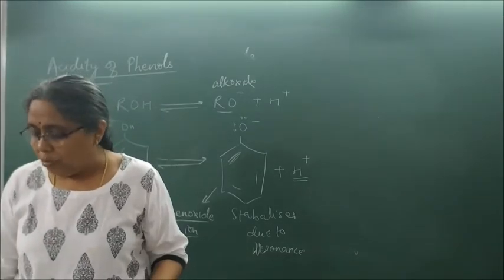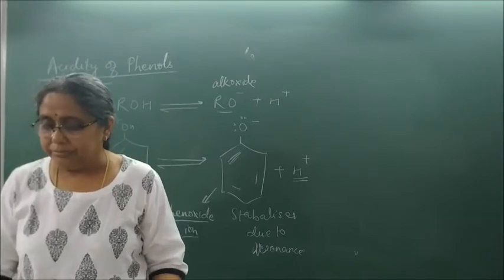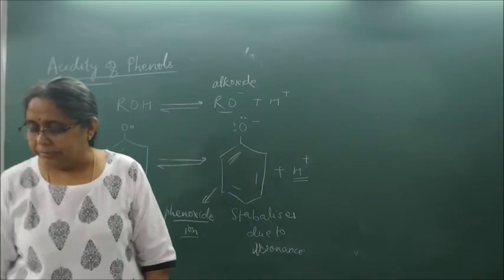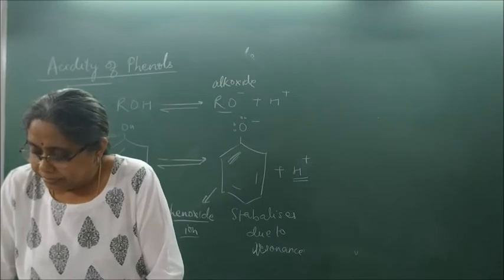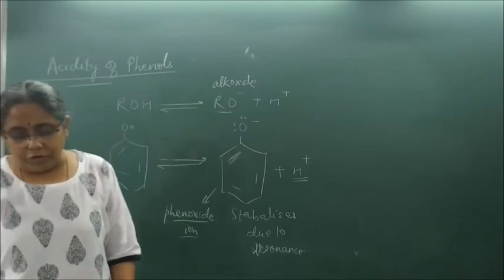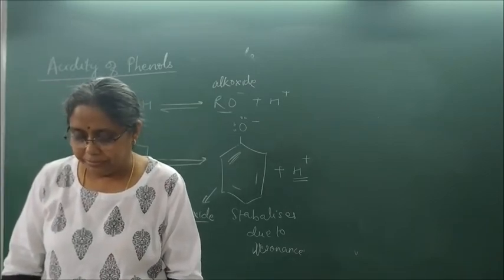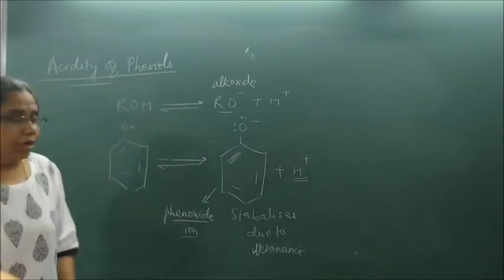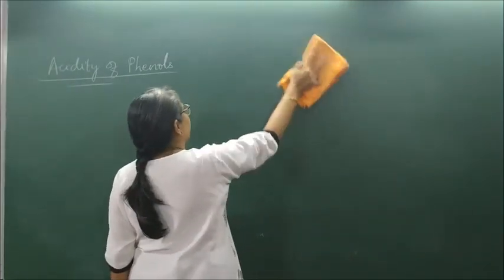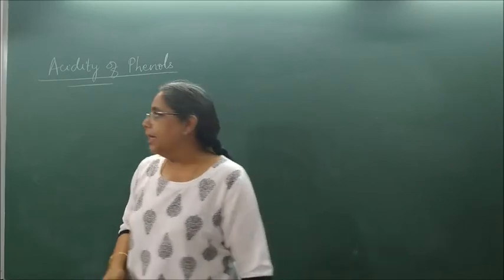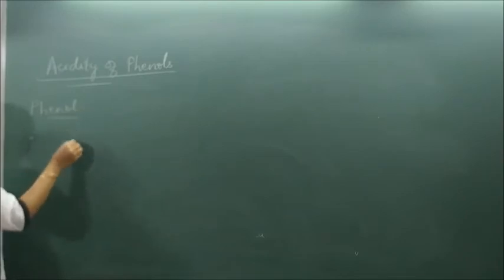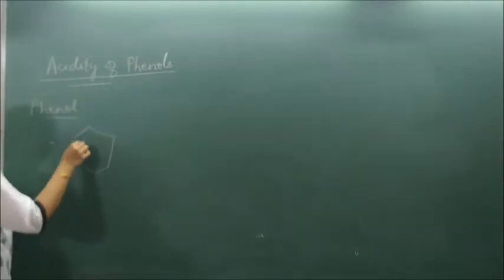Which is more stable, phenol or phenoxide ion? Phenol or phenoxide ion, which is more stable? Okay, so for this, when we are talking about phenol and phenoxide ion, you need to write the resonance in both. First, when we are talking about phenol, we will write resonance in phenol. Kindly do the resonance in phenol.